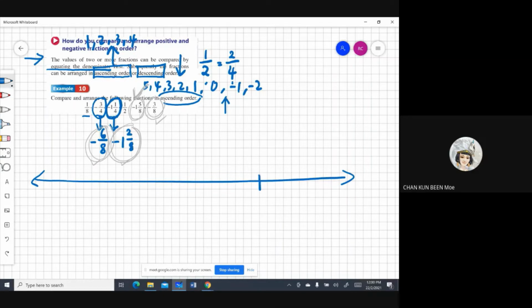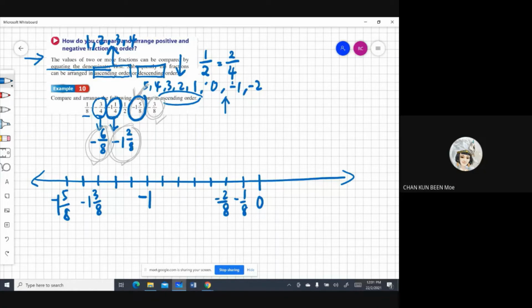For example, I start with 0 here. This is negative 1 over 8. This is negative 2 over 8. Negative 3 over 8, 4 over 8, 5 over 8, 6 over 8. Negative 8 over 8, which is also negative 1. This is negative 1, 1 over 8. Negative 1, 2 over 8. Negative 1, 3 over 8. Negative 1, 4 over 8. Negative 1, 5 over 8. This is the one, negative 1, 5 over 8.